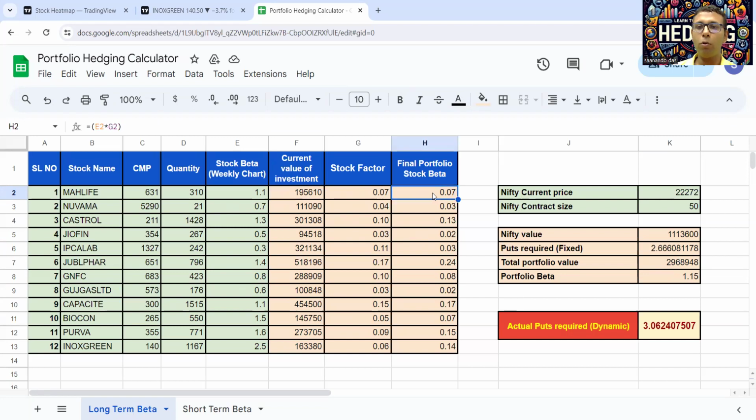And finally stock beta, final portfolio stock beta is stock factor multiplied by stock beta. So finally जो portfolio beta हम लोगों को मिल गया, this is 1.15. ये 2.66 का value से we'll have to multiply our portfolio beta. Then actual हमें मिलेगा कितना put option खरीदना चाहिए.